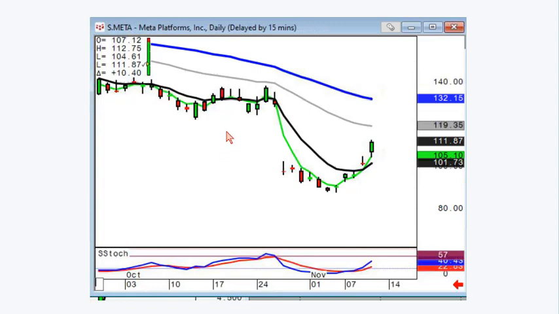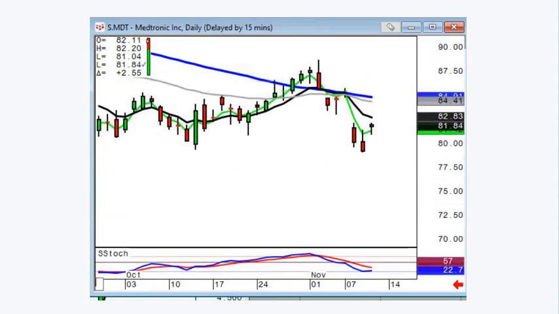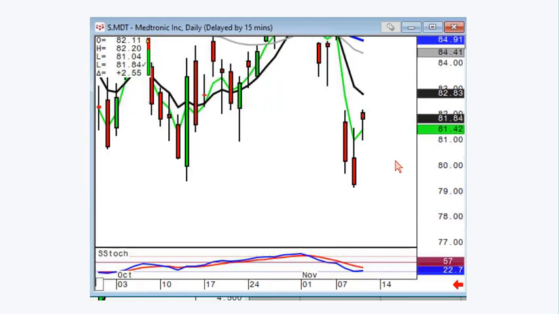Let's see. Oh, so it did have some puts that didn't get closed out today. In this one, for example, Medtronic was a good short, well below the T line, but they gapped it up today. But look where they closed it. They closed it below where they opened, which meant there wasn't a lot of buying after they opened it. That means there's still a weakness here.